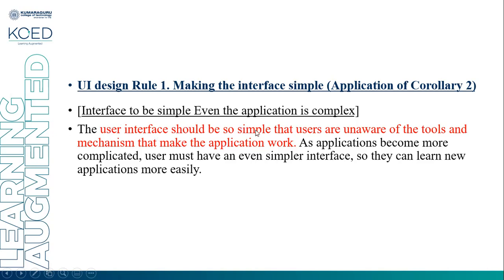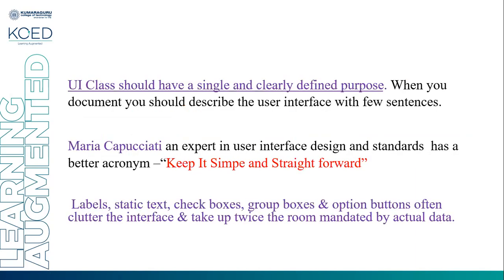The user interface should be simple, so that users are unaware of the tools and mechanisms that make the application work. As applications become more complicated, users must have an even simpler interface so that they can learn the application more easily. Whatever the complication of the application, the interface should be simple. That is design rule 1, which is based on corollary 2, which we studied in the design.